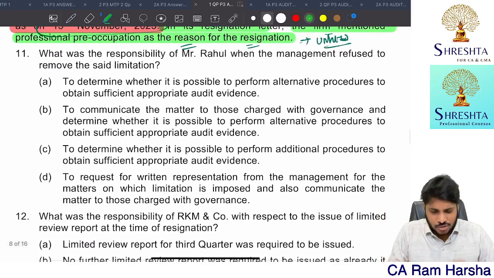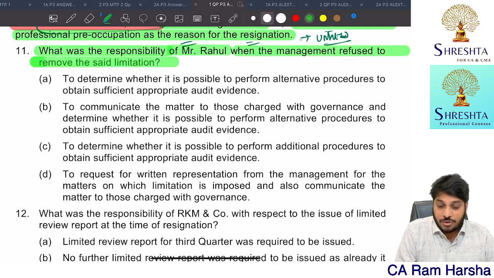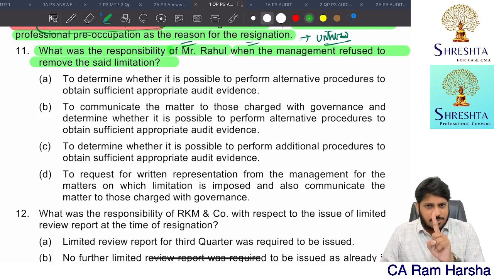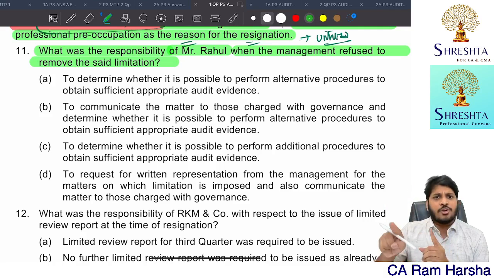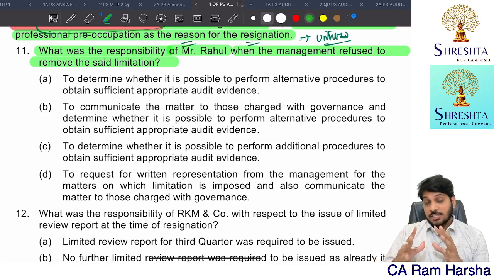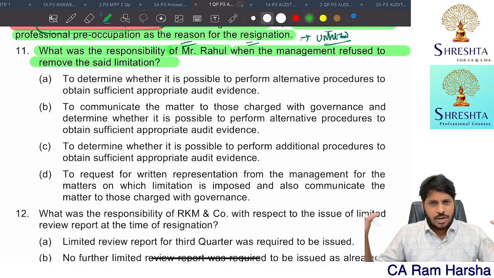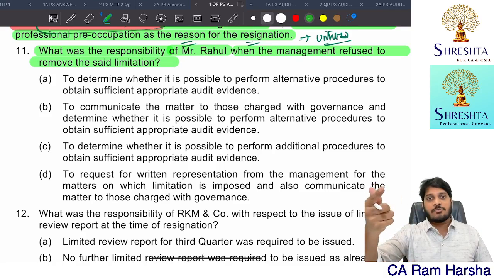So fine, we understood the entire story. Let's look at the question. What was the responsibility of Rahul when management refused to remove the said limitation? If management imposes a limitation and it results in inability to obtain sufficient appropriate evidence, which is material but not pervasive, give a qualified opinion. If it is material and pervasive, withdraw from the engagement if permitted. If withdrawal is not permitted, give a disclaimer of opinion. In such a case, where you are supposed to do the audit report and then withdraw ultimately, that is the scenario. What should you do? I have to compulsorily give the audit report before withdrawal. So give a disclaimer of opinion and then withdraw.